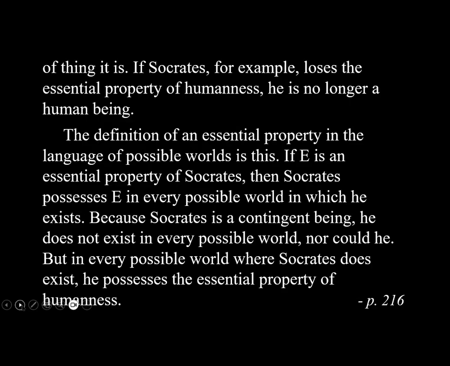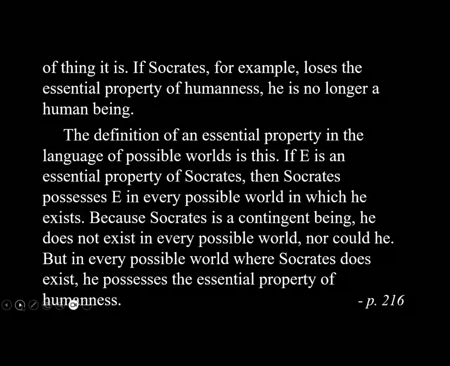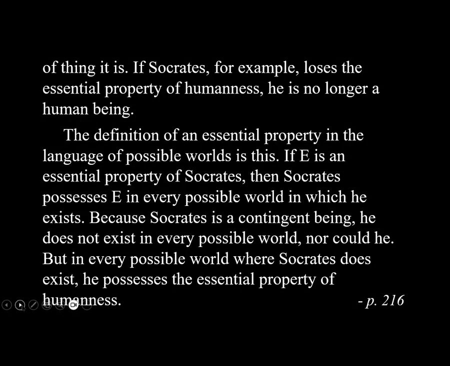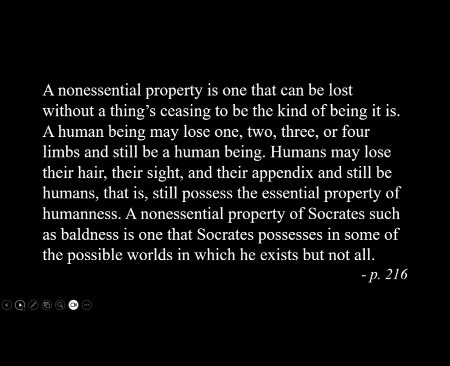The definition of an essential property in the language of possible worlds is this. If E is an essential property of Socrates, then Socrates possesses E in every possible world in which he exists. Because Socrates is a contingent being, he's not necessary, like God, he does not exist in every possible world, nor could he. But in every possible world where Socrates does exist, he possesses the essential property of humanness. This may seem so clear and obvious and almost redundant that you want to say, duh.